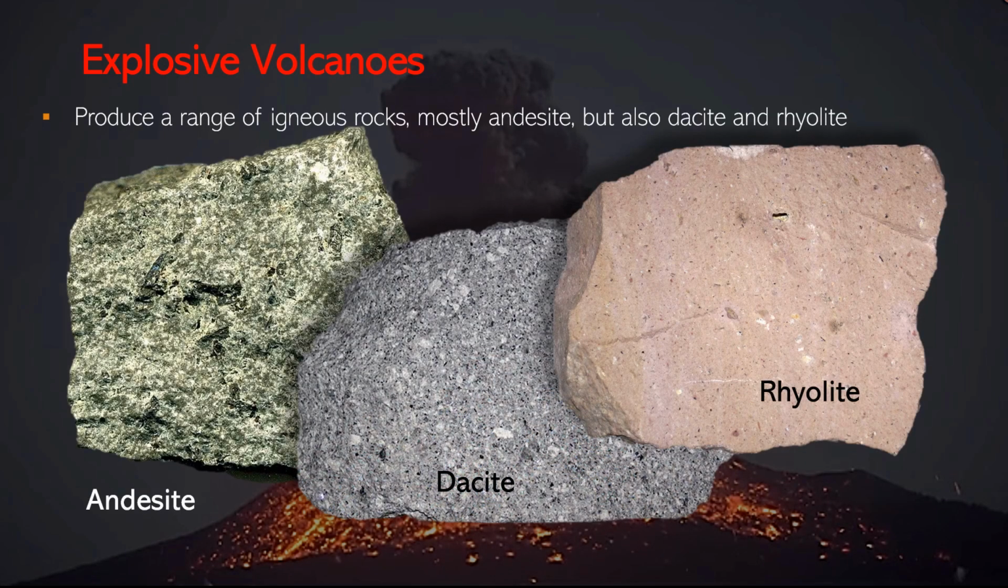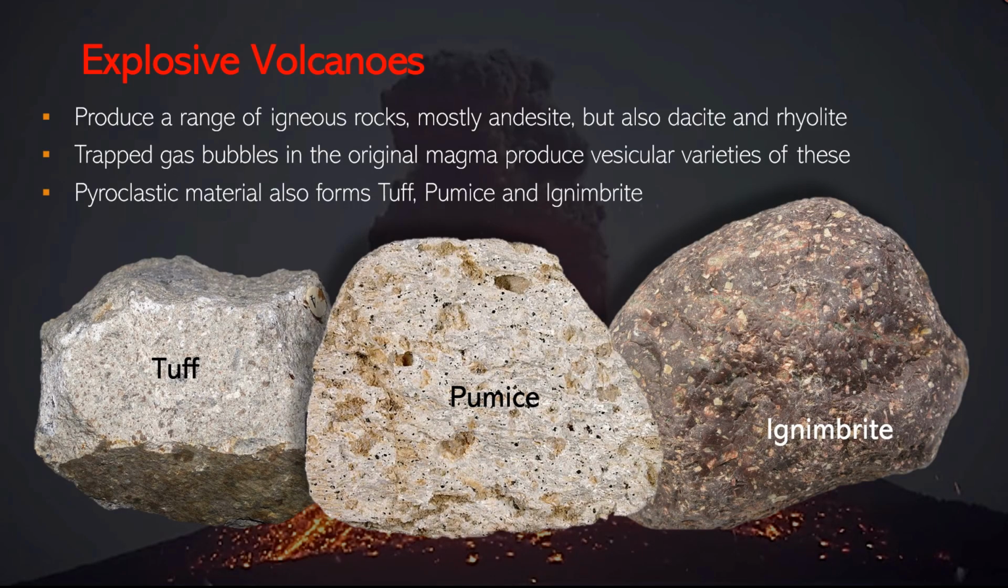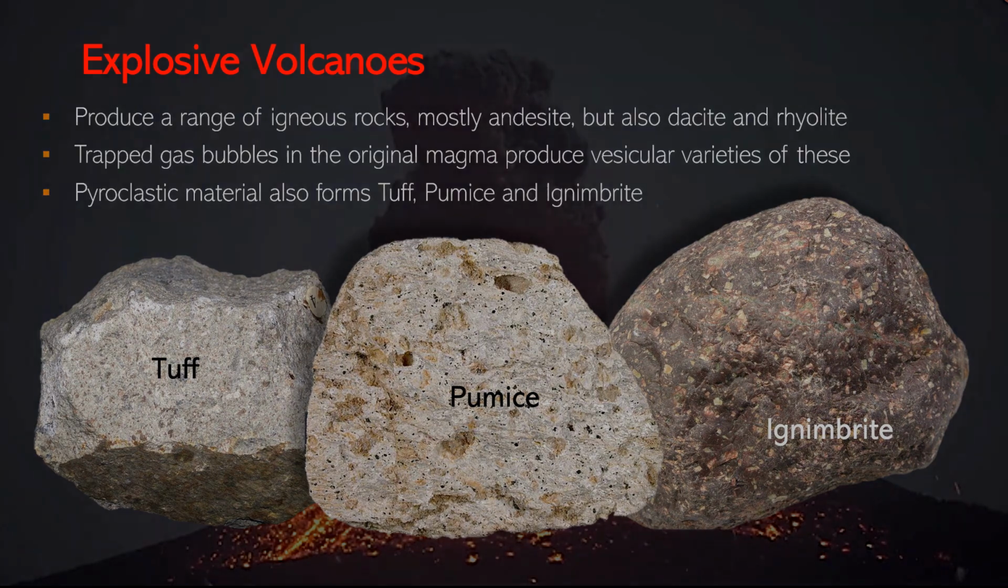Composite volcanoes produce a range of igneous rocks, with andesite being the most common. However, depending on the magma's composition and eruption style, they can also form dacite, rhyolite, and early in the eruption, basalt. Trapped gases also form vesicular varieties of these. The violence of the eruptions also gives rise to the formation of pyroclastic rocks such as tuff, pumice, and ignimbrite.